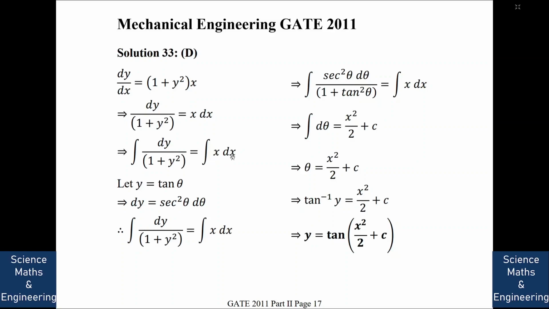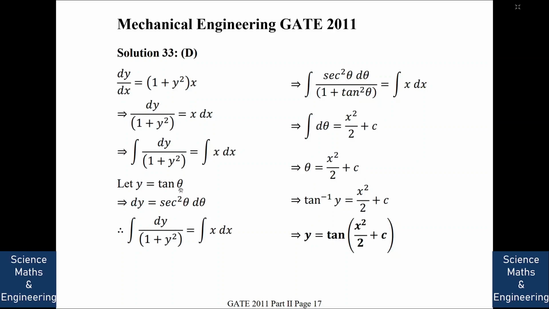let y equal to tan theta, then dy equals the differentiation of tan theta, which is sec square theta d theta. So this integration becomes the integration of sec square theta d theta divided by 1 plus tan square theta. Now 1 plus tan square theta is again sec square theta. So this cancels and only the integration of d theta remains. The integration of d theta is equal to the integration of x, which is x square by 2 plus a constant c. So theta is equal to x square by 2 plus c.